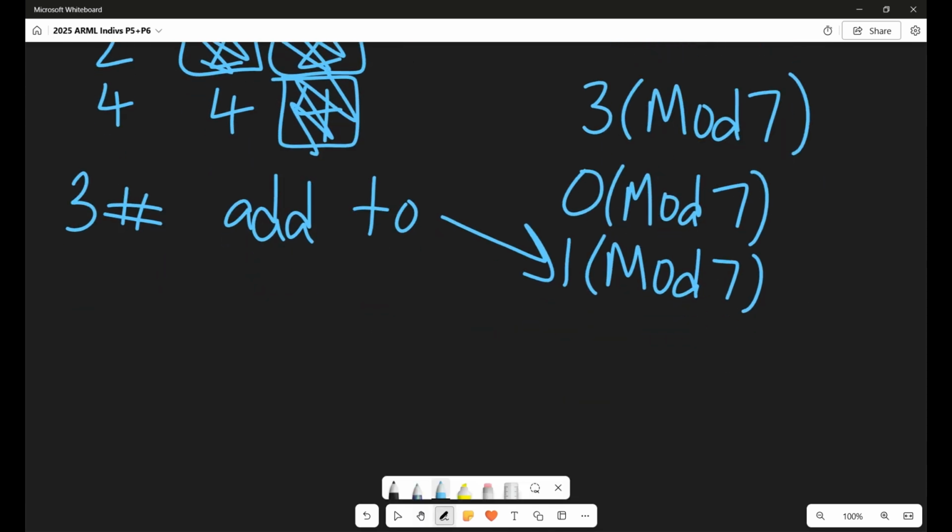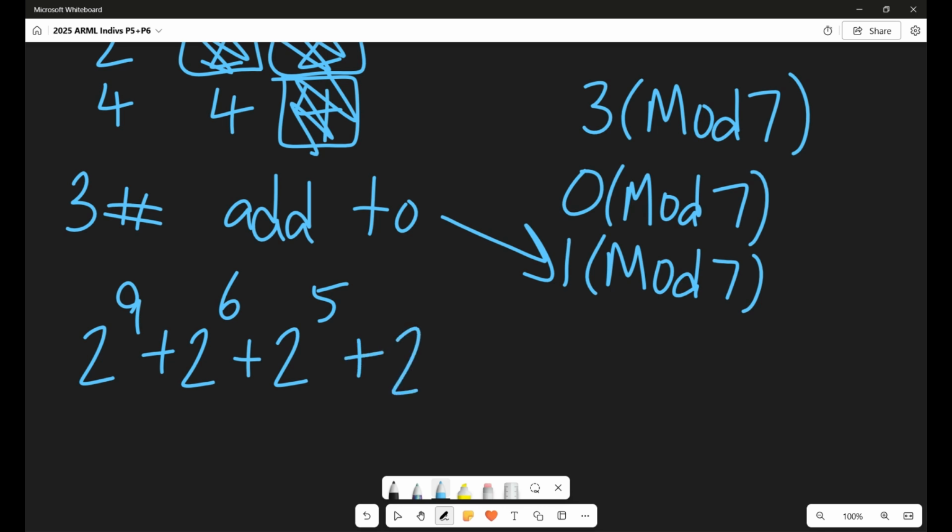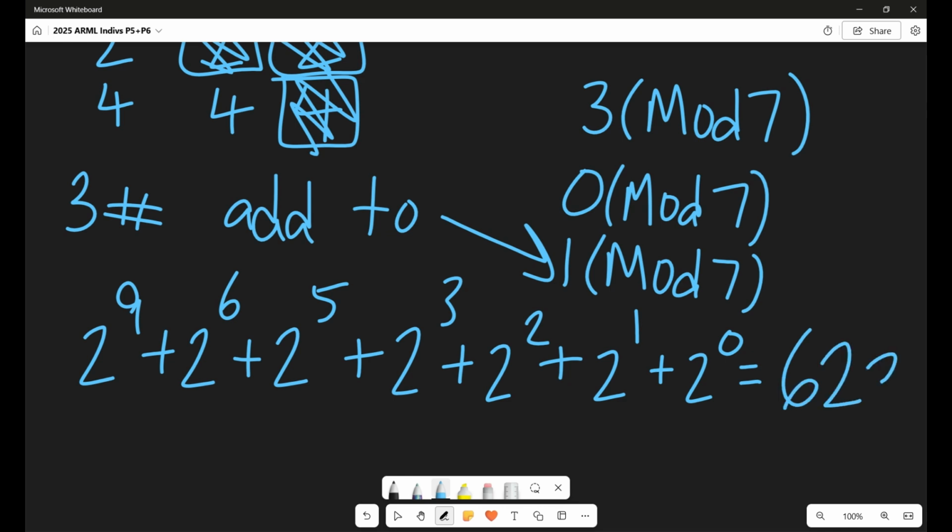So when we add up our powers of 2, we get 2 to the 9th plus 2 to the 6th plus 2 to the 5th plus 2 cubed plus 2 squared plus 2 to the 1 plus 2 to the 0. And that ultimately adds up to 623. And that's our answer.